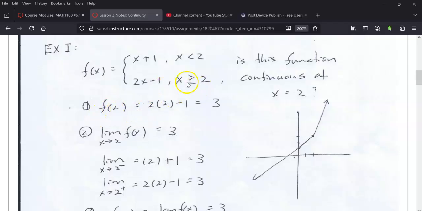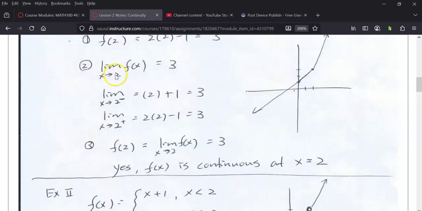Since 2 belongs here, x is greater than or equal to 2, we must use the bottom function. So 2 times 2 minus 1 equals 3. So f of 2 does exist. Now let's find the limit, the limit as x approaches 2 of f of x.